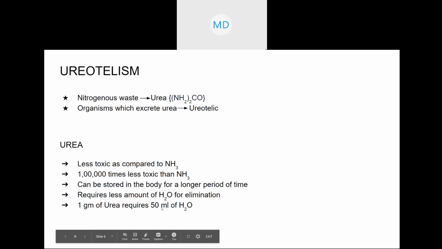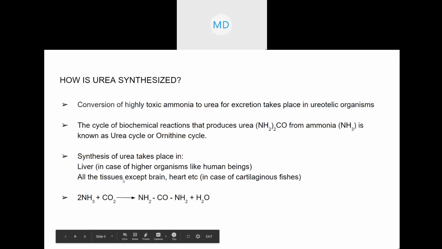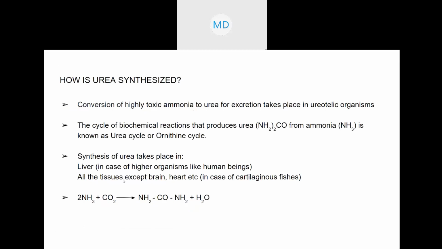So the advantages of excreting urea over ammonia: if it is asked what is the advantage of excreting urea over ammonia, the first is that it is less toxic. Second, it can be stored in the body for a longer period. Third, it requires less amount of water. Okay, so now, how is urea synthesized?